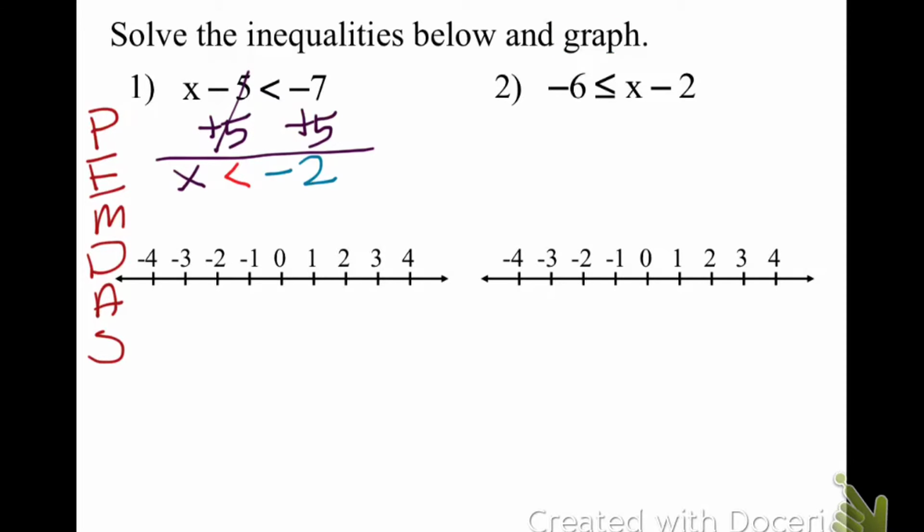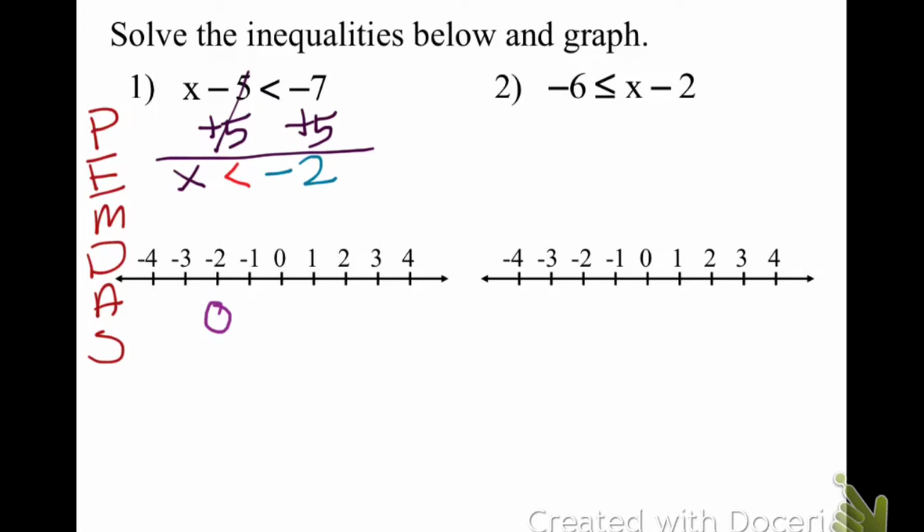Now, don't forget, I have to graph this. So we take a look at my inequality. I have x is less than negative 2. Because it's a less than symbol, I know it has to be an open circle, so I find my negative 2 and I draw my open circle. Now, x is less than, x is smaller, so which way is my arrow going to be going?